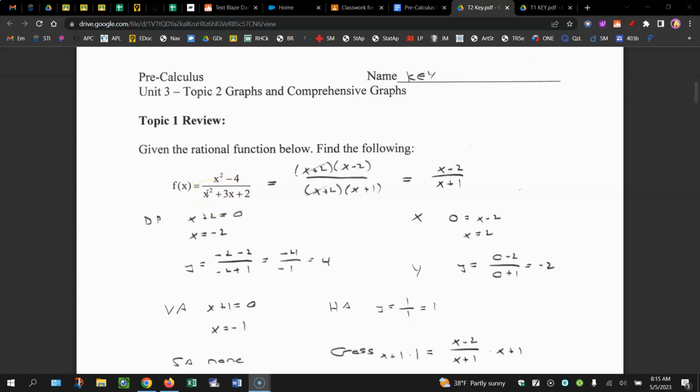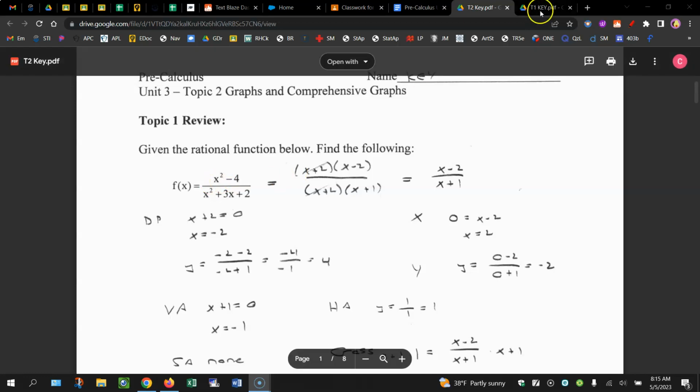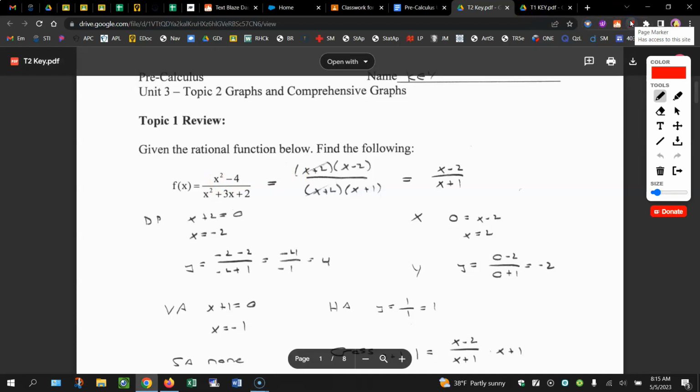To find the coordinates of the deleted point, what you're going to do is factor the numerator and the denominator. It could be factoring by grouping. It could be a greatest common factor. It could be regular trinomial factoring. In this case, we have the difference of two perfect squares and just a regular trinomial where we need numbers that add to 3 multiplied to 2. So we don't need to worry about grouping like doing this number times 2.